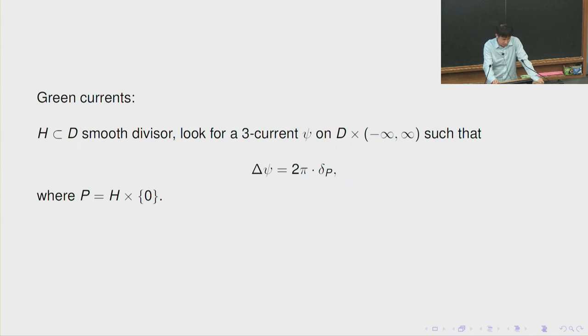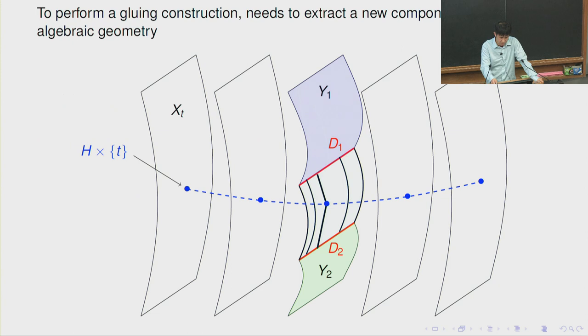So you take the d times r, and you take a h times 0 inside d times r. That's a coefficient 3 submanifold. Study this Green currents. It's much more complicated.